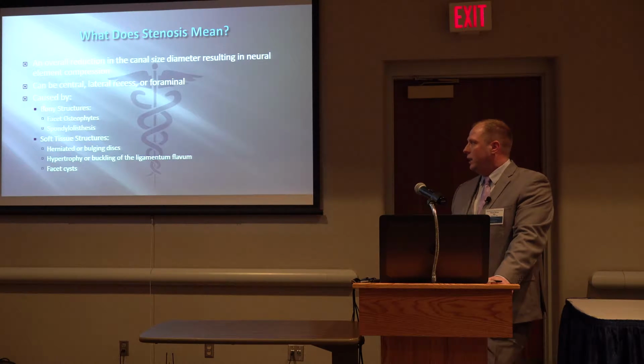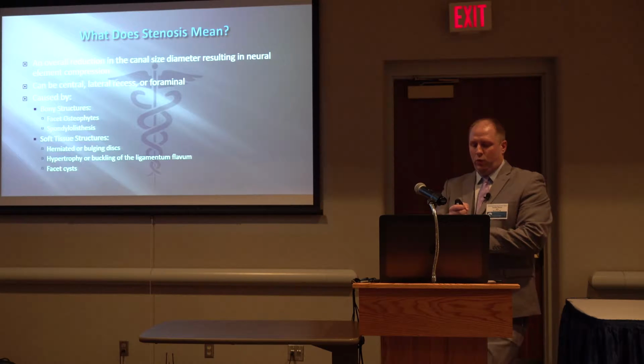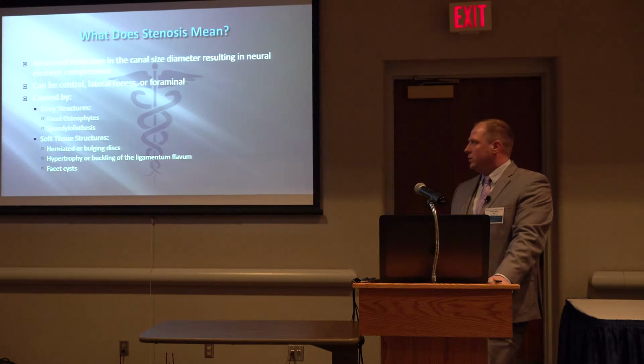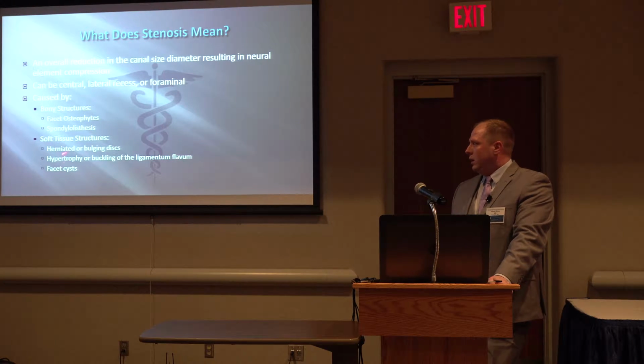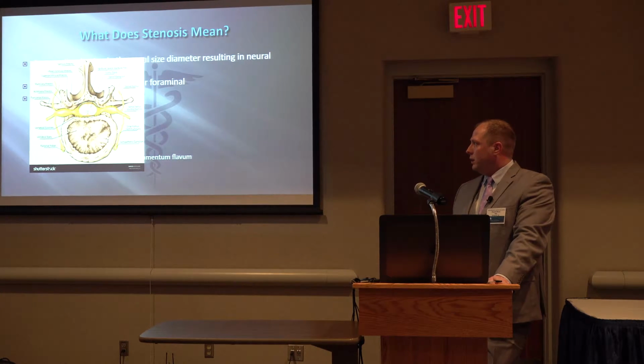It's usually caused by bony structures such as bone spurs, or the correct term to use is facet osteophytes. We can also see stenosis occur in the setting of spondylolisthesis, when one body slips forward on the other. There are some soft tissue structures that lead to this as well: herniated and bulging discs, hypertrophy and buckling of the ligamentum flavum, and facet cysts. Again, the facets can hypertrophy as time goes along, and this is going to cause foraminal stenosis. It can also cause central stenosis and just pinch this shut altogether.